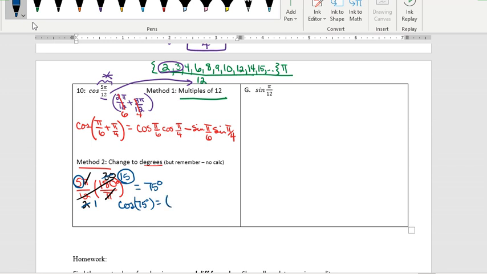Now, this is where you have your choice. 75 can become 45 plus 30. It can become 60. Nope, 60 won't work. 90 minus 30 won't work. 120 minus 45. Okay, those kinds of things are what you're looking for. 135 minus 60. Any of that will be sufficient. And then you work it out and do the problem.